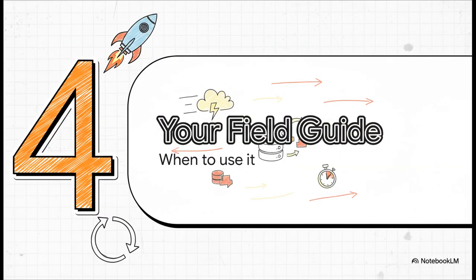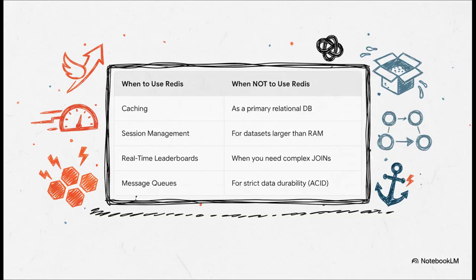Okay, so we've seen that it's fast, it's scalable, and it's powerful. But the million-dollar question for any developer is, when do I actually pull this tool out of my toolbox? Let's get practical. Think of it this way. Redis is a scalpel, not a Swiss Army knife. It's absolutely brilliant for things like caching, managing user sessions, or powering those real-time leaderboards. But, and this is important, you probably don't want to replace your main SQL database with it. If you need complex joins, if your dataset is massive, bigger than your RAM, or you need super strict data guarantees, then yeah, your good old relational database is still the way to go.